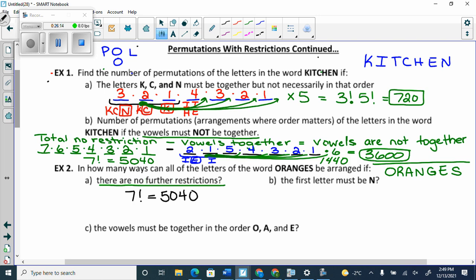Then once there's restrictions, you have to deal with the restrictions first. So the first letter must be an N. 1, 2, 3, 4, 5, 6, 7. This one has to be an N. How many options? 1. Can I move it? It says first letter, so there's no moving. Right? Then how many letters do I have left? 6. Then I place one there, then 5. Then I place one. 4. Place one. 3. Place one. 2. Place one. 1. And I get 6 factorial of 720.